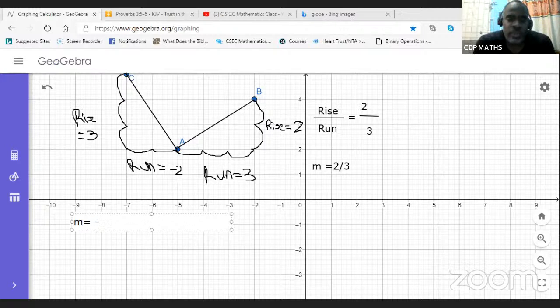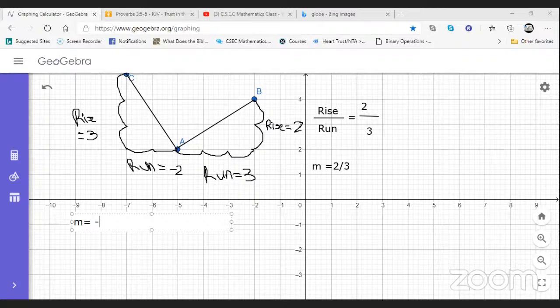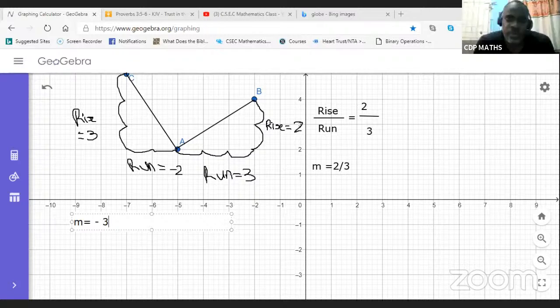It is negative 3, so the answer is negative 3 halves. Now, why negative 3 halves? The entire gradient is negative. So you can leave it as 3 halves if you wish.